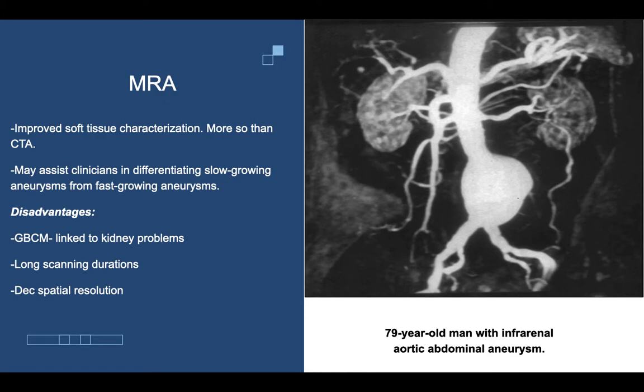And the problem here is that it takes a while for the scan to complete, so it has a long scanning duration. There's also decreased spatial resolution, and I think the worst problem here is going to be that GBCM, which is basically like a gadolinium-based contrast material that has been linked to kidney problems. So again, kidney screening is very important before knowing which diagnostic imaging tool to use. So the picture here on the right is an MRA. It is of a 79-year-old man with an infrarenal aortic abdominal aneurysm. And you see that big sac right there.